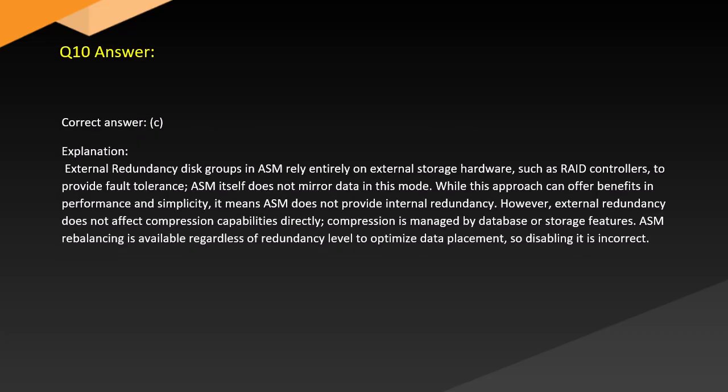Answer. Correct answer: C. Explanation. External redundancy disk groups in ASM rely entirely on external storage hardware, such as RAID controllers, to provide fault tolerance. ASM itself does not mirror data in this mode. While this approach can offer benefits in performance and simplicity, it means ASM does not provide internal redundancy. However, external redundancy does not affect compression capabilities directly. If compression is managed by a database or storage features, ASM rebalancing is available regardless of redundancy level to optimize data placement, so disabling it is incorrect.